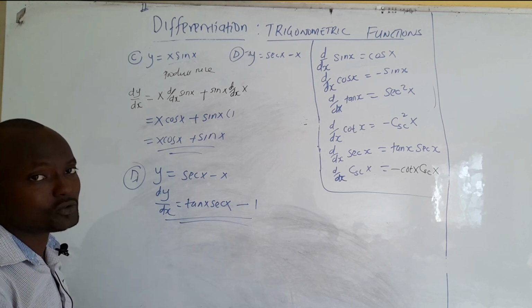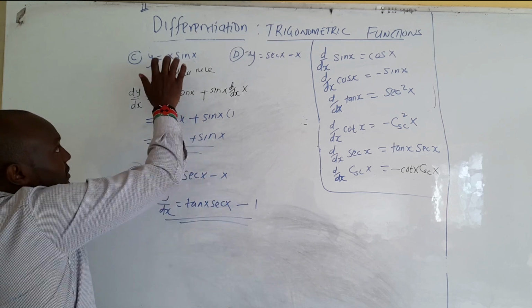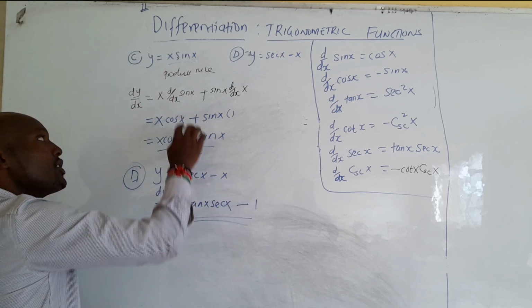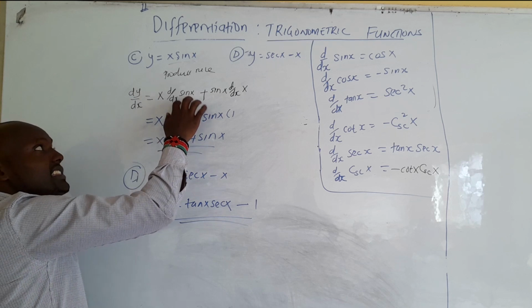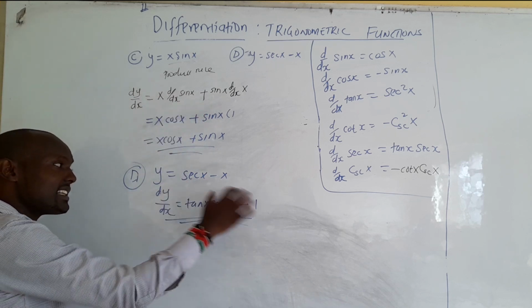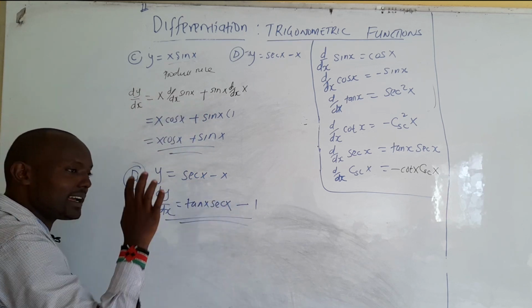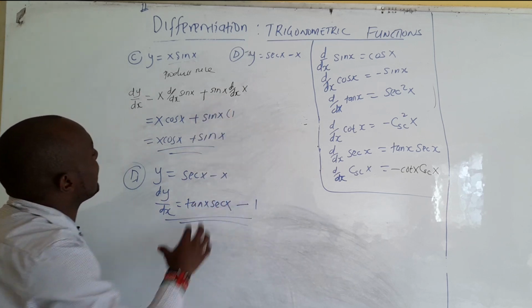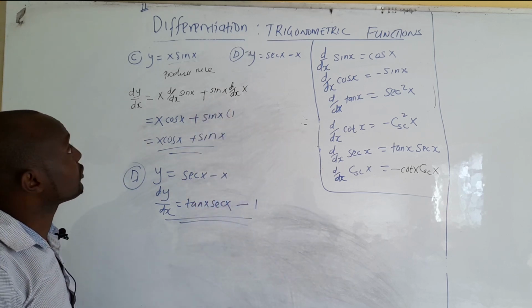But don't forget, don't lose focus. If it is a product rule, treat it as a product rule. It's only that somewhere you are getting the derivative of sin x. If it is like this, you are getting the derivative of sec, that way. So that's how we solve the equations related to trigonometry.